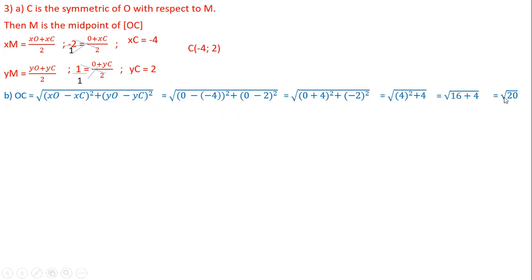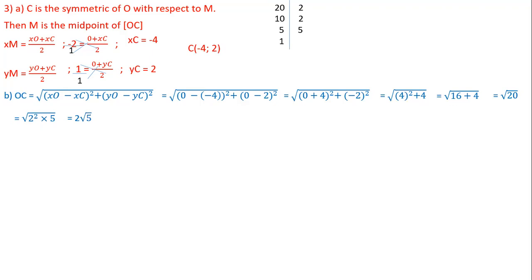Do we stop here, Mahdi? We don't stop here. We prime factorize 20, so we should simplify it. The prime factorization is 2 squared times 5. Now 2 squared goes outside as 2. So OC is equal to 2 radical 5, right?